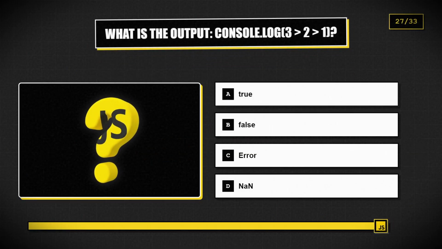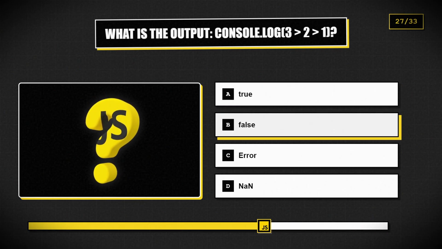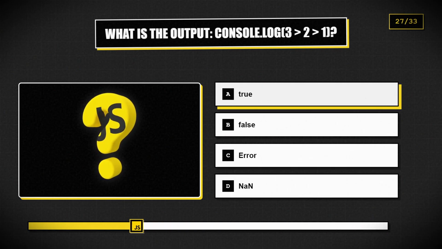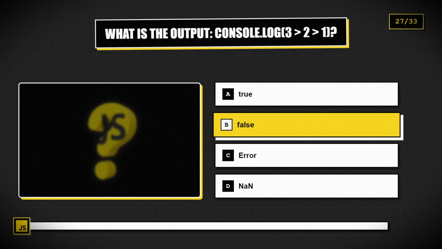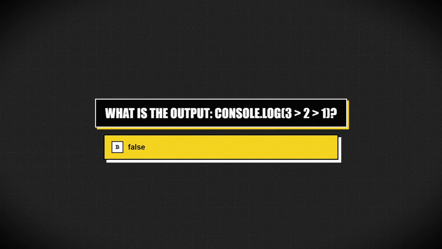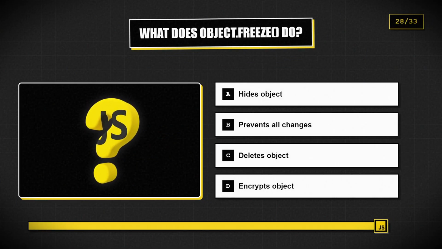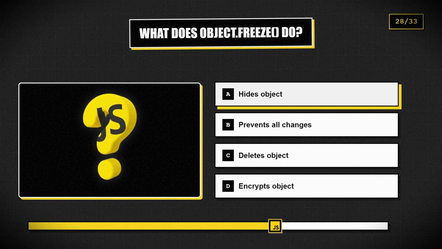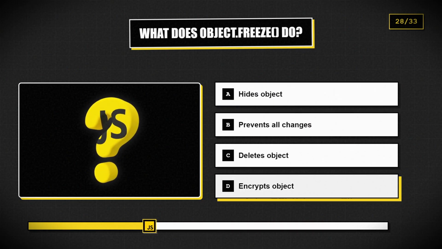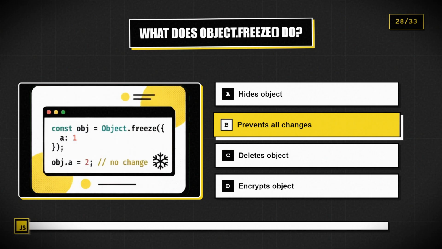What is the output of 3 > 2 > 1? Three greater than 2 is true. True is treated as 1, so 1 greater than 1 is false. What does Object.freeze do? Freeze prevents anyone from adding, deleting, or changing properties of an object.